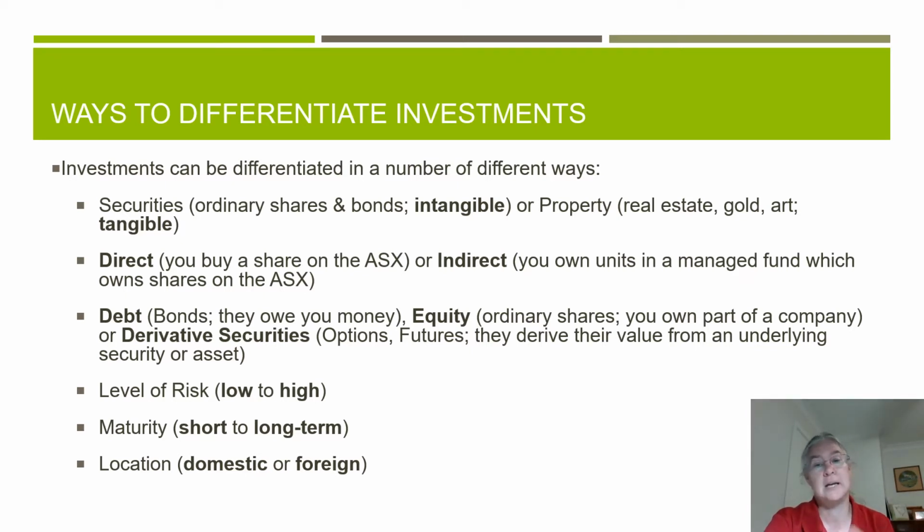So direct and indirect. We could use the words debt and equity. So debt, we buy bonds, then the government, if we buy a government bond, they owe us money. We've lent them money and they have to pay us back, and they will, which is the good thing. Equity, those are shares, so when we're owning part of the company. Or we could have derivative securities. So these are options and futures, and that means they derive their value from the underlying security or asset.